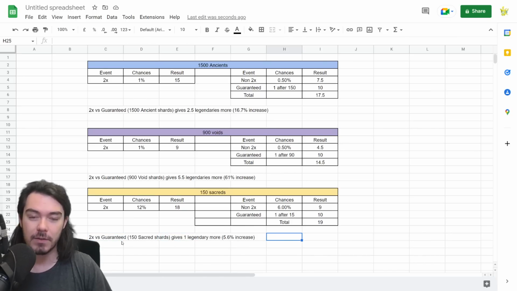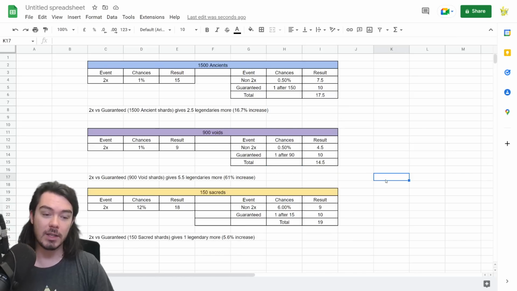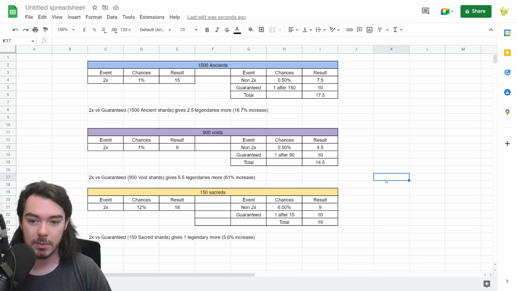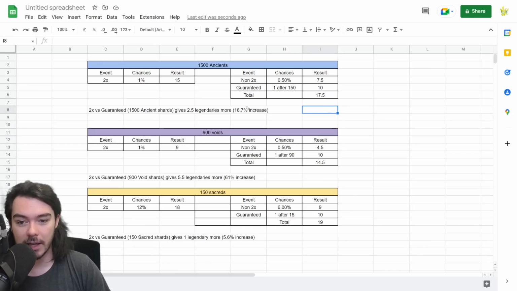I feel like you don't need to feel too bad about pulling in just 2x sacred events. You're not missing out on that much. And then when it comes to ancients and voids, I think it's fairly straightforward as well in terms of decision making, at least in my opinion, where I think it really depends on the epics, right? Because yes, you are going to get a good chunk more legendaries going for ancient guarantees, but not enough more to make a crazy game-changing difference. You're going to lose out on a lot of epics.